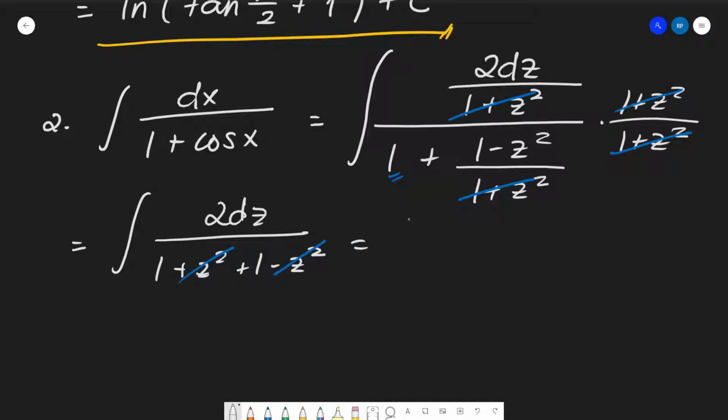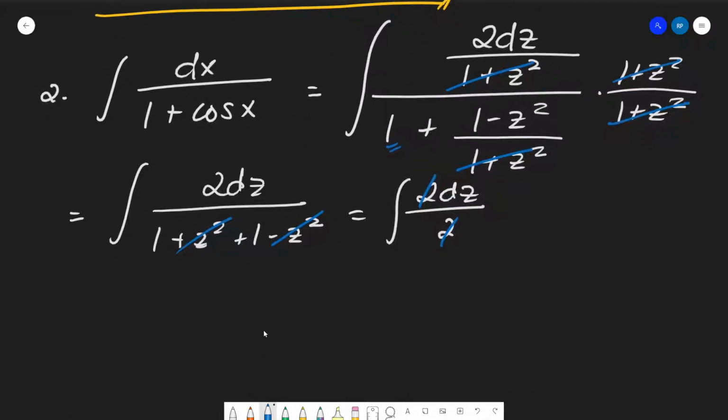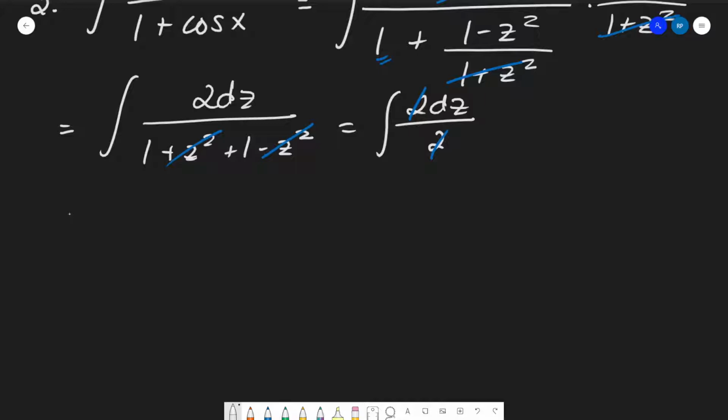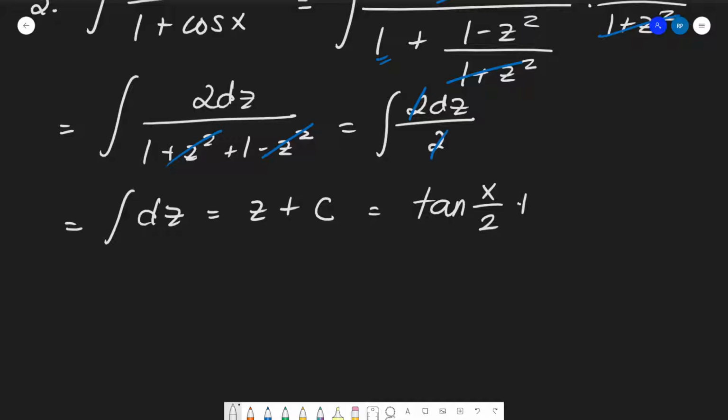So, we have the integral of 2dz over 1 plus 1, which is 2. And the 2 will cancel here. So, what is our new integral? We have the integral of dz, and this is equivalent to z plus c. We know that the integral of dz is z plus c. So, substituting again by Weierstrass substitution, z is equal to tangent of x over 2. Therefore, our final answer is tangent of x over 2 plus c.